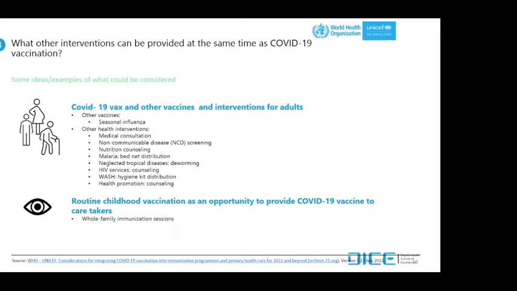The other opportunity, and this is where your community can also play a role, is how we can use routine childhood vaccination to identify who needs a COVID booster. That could be the grandparents, it could be the parents, so mainly the adults who are going to come with their children. Next.